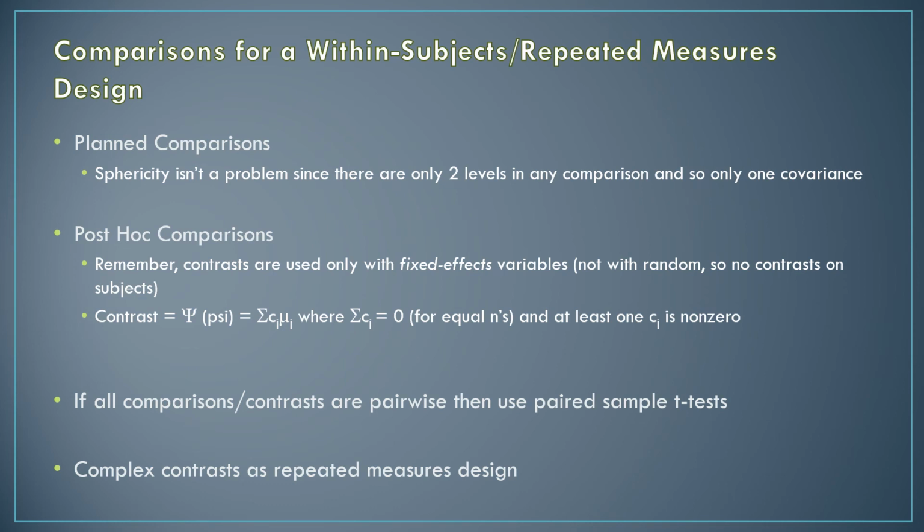Planned comparisons, though, can be really helpful. If all of the comparisons or the contrasts that you're using are going to be pairwise, where you're only comparing two levels at a time, you can use paired sample t-tests for these comparisons. So you can run just multiple paired sample t-tests to be able to conduct your comparisons. But you cannot do complex contrasts this way. You have to run your complex contrasts as a repeated measures design. So essentially another within subjects design to be able to look at complex comparisons.